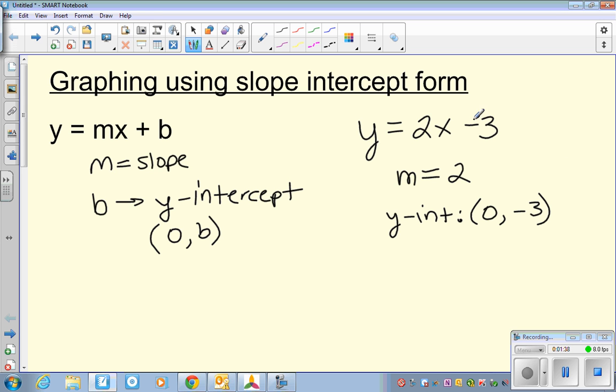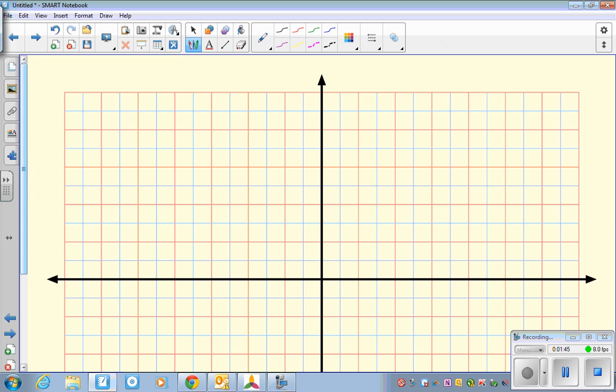So now let's actually go ahead and graph this equation, 2x minus 3. And we're going to use the slope and the y-intercept. So again, just writing that down. We're trying to graph y equals 2x minus 3. And we said that the slope was 2 and the y-intercept was 0, comma negative 3. So the very first thing you want to do is actually to graph the y-intercept first, not the slope. So I have to start somewhere. So I'm going to go to 0, negative 3, which is right here, and then use my slope of 2.